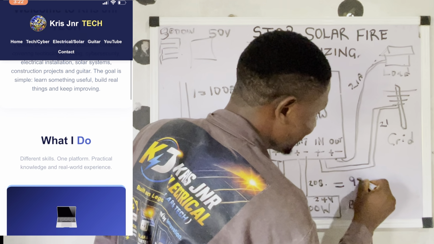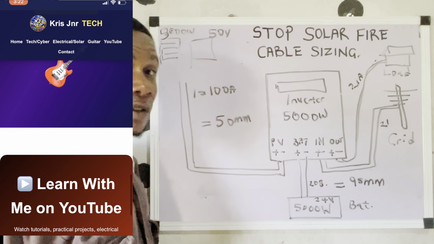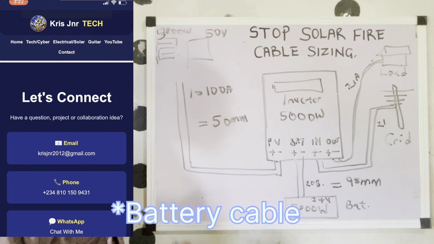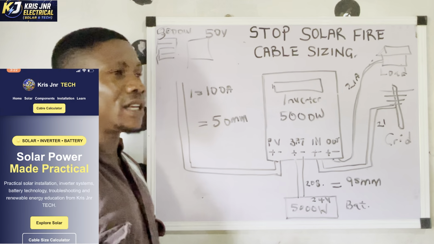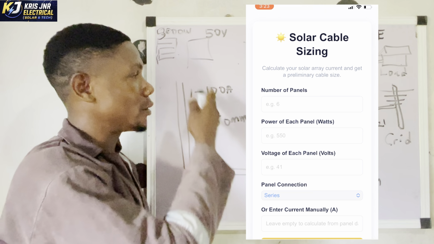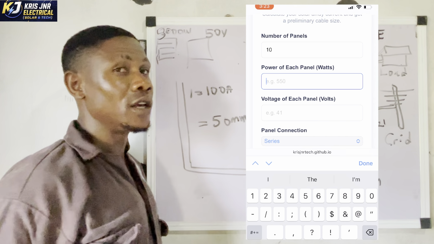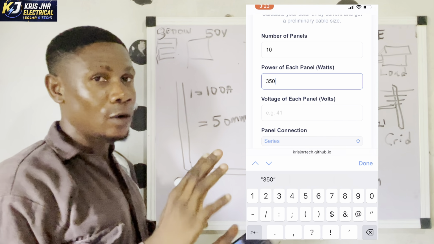That's why you see most times, have you ever noticed that the cable of your battery is always bigger than every other part of the system? The battery cable is always very thick. Don't you wonder why the battery cable is so thick and why the panel cable is very tiny? It is because of this calculation. So this is the 95 mm that you need. You can also go to my website, there's a section there where you just enter the power and all that, and it gives you the rating and all the calculation that you need. So that is a 95 mm cable.